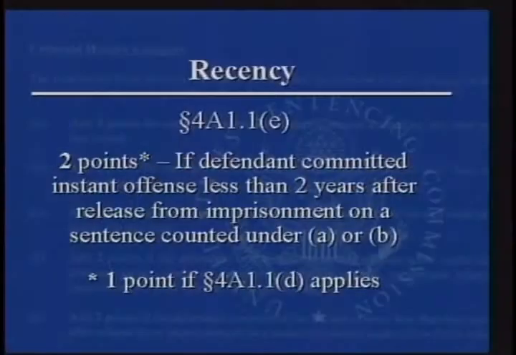In addition to the defendant's status, we need to look at the issue of recency, and was the defendant recently released from incarceration on a sentence. And we find this in subsection E of 4A1.1. And again, 2 points are assessed if the defendant committed the instant offense less than 2 years after release from imprisonment on a sentence that was counted under subsection A or subsection B, so either 3 criminal history points were applied or 2. Provided, however, if the defendant received points for his status at the time of the commission of the instant offense, when we're dealing with the issue of recency, only one additional criminal history point would be added.